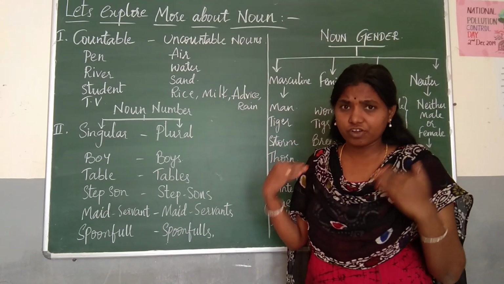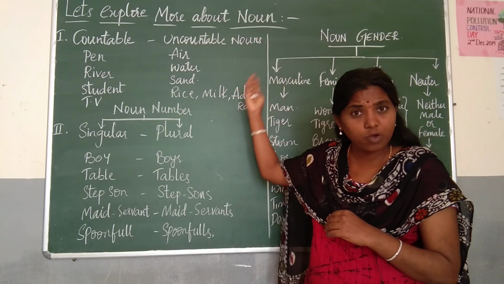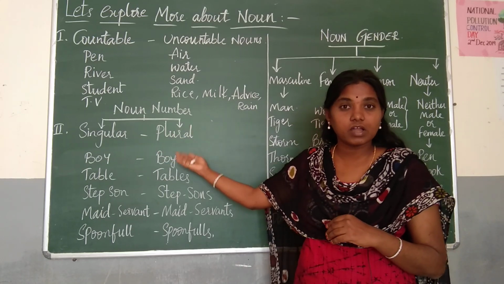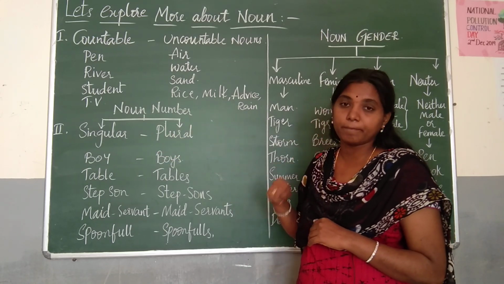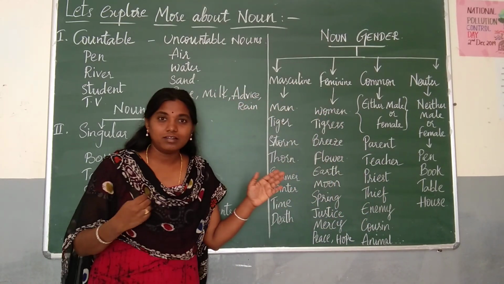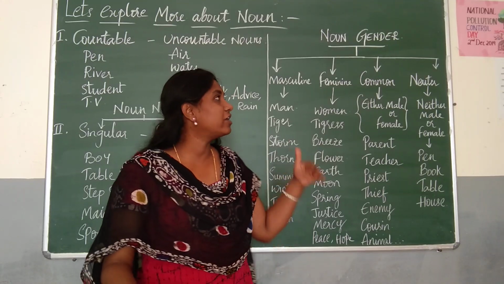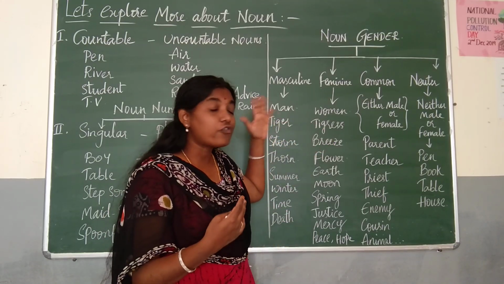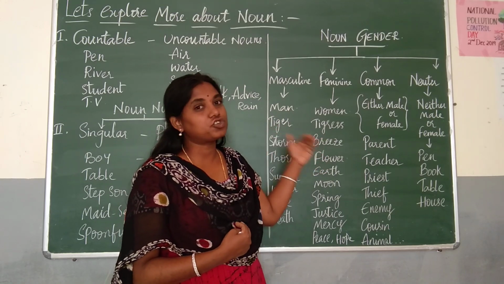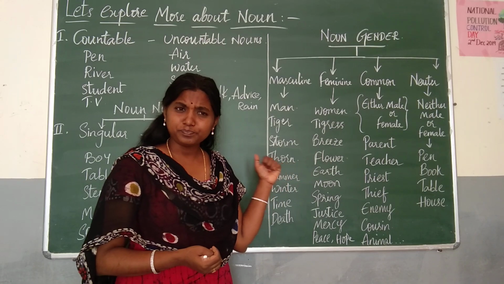Yes, did we ever know that countable and uncountable are nouns? No. At the same time, singulars and plurals of noun, this is called noun number. And here we have noun gender. Gender means we just know masculine gender and feminine gender, but here we have 4 classifications of gender. Yes, this topic is called noun gender.